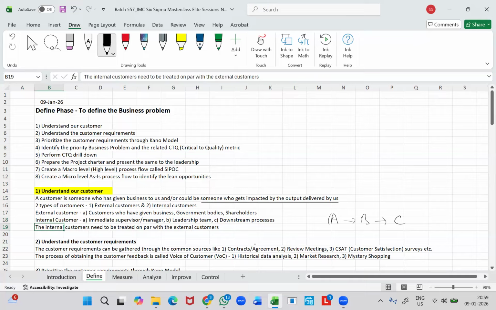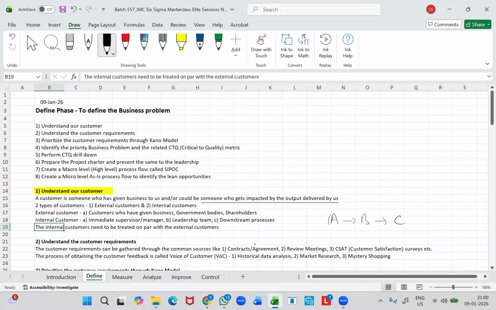So that is what I've written. The internal customers need to be treated on par with the external customers. We would fear the customer who has actually given the business to us. We would fear the government bodies because the penalty that would be imposed by the government bodies will be very, very severe. And we would also fear the shareholders who are the actual owners of the company. But we show little fear and respect for the people who are internal to the organization. So the important thing here is the internal customer needs to be treated on par with the external customers. Very, very important.